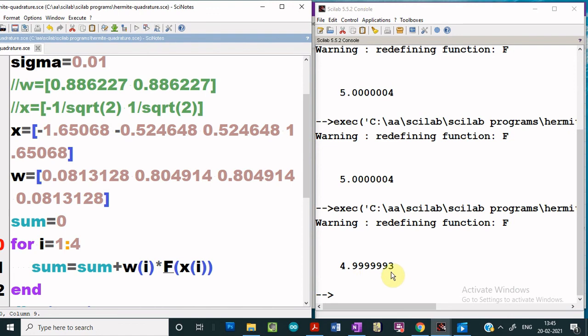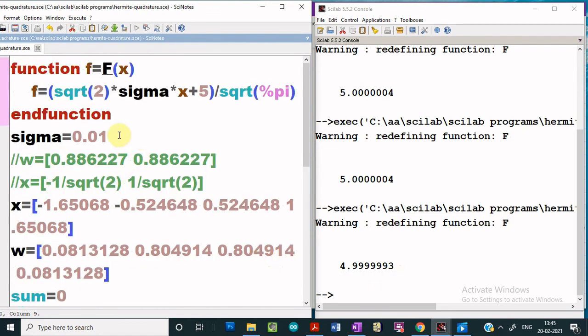Now we see that again the result is close to 5 for sigma equal to 0.01. If I change sigma to 0.1 and execute again, we are getting a value very close to 5, the exact value. And if I execute again, we are getting the same value, close to 5. So this is how we can make use of the Gauss-Hermite quadrature method to solve indefinite integrals.